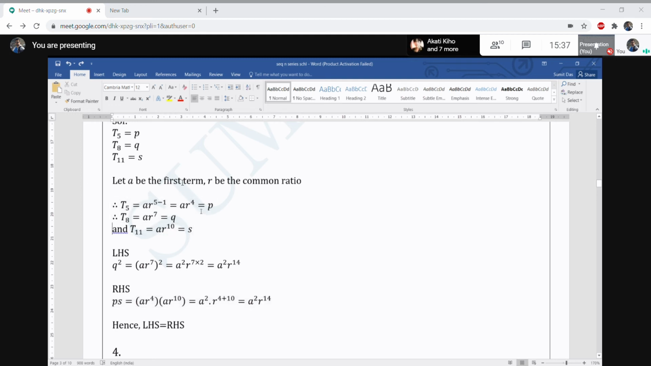P value we got a r to the power 4, and s value we got a r to the power 10. So a and a multiplied, so it will be a square, and r to the power 4 and r to the power 10 multiplied, so powers will be added, so we are getting r to the power 14. So left hand side and right hand side are equal, hence proved. Fine, very easy. These are very easy.